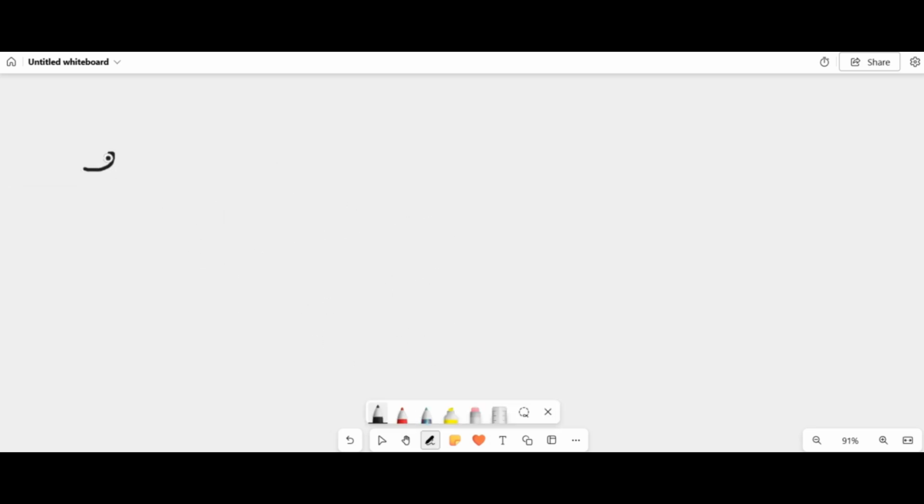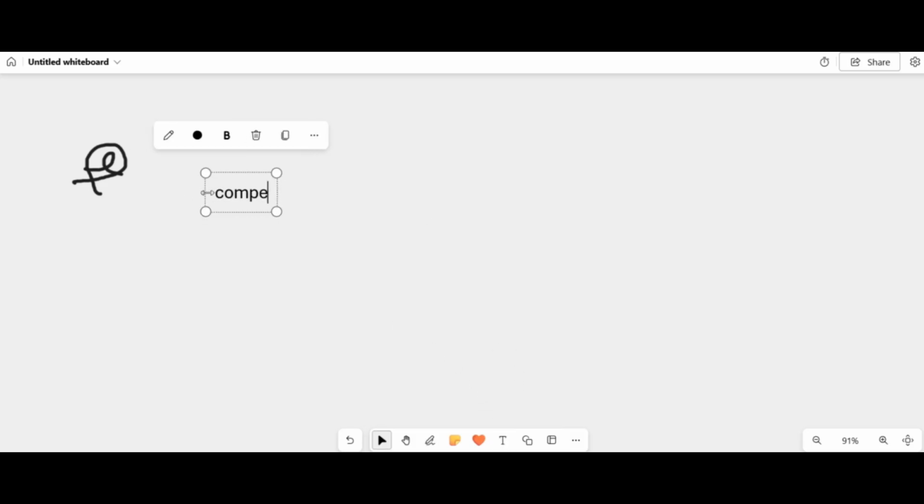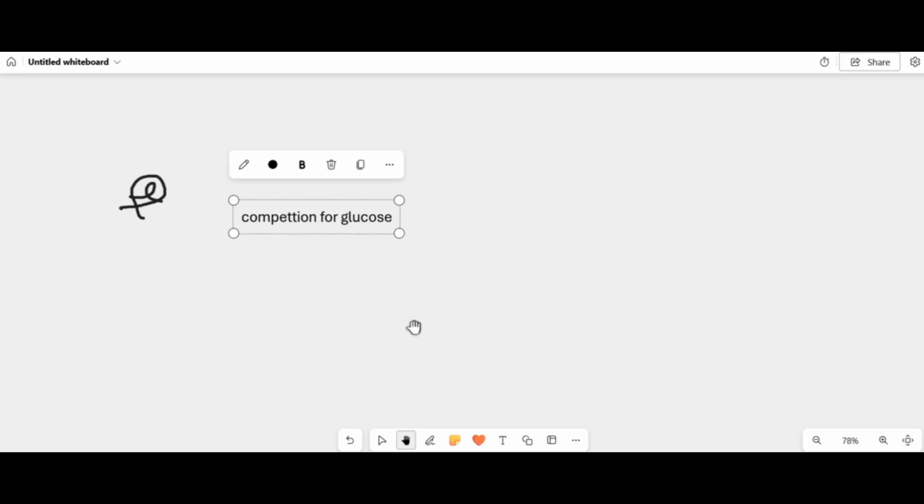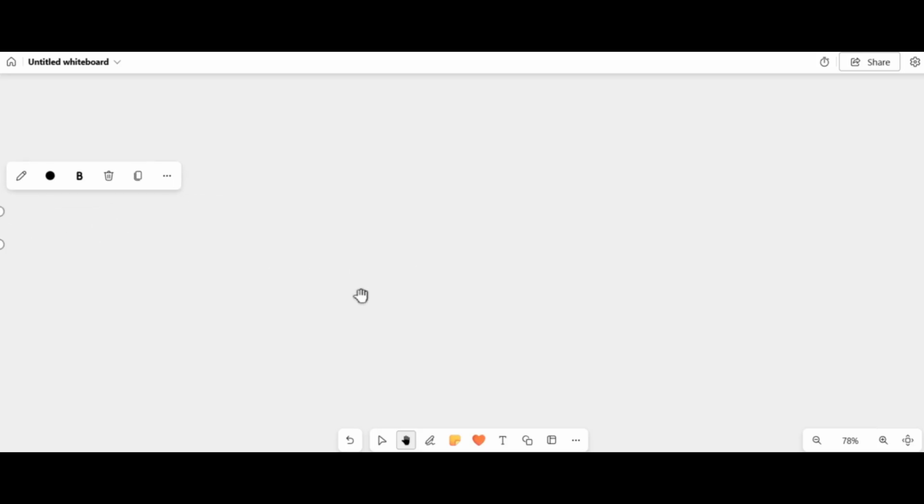Alright, question E. Many yeast cells die during the death phase, so just one reason. Obviously competition for glucose. So competition for food, there's not enough glucose around here, so obviously they're going to die out.